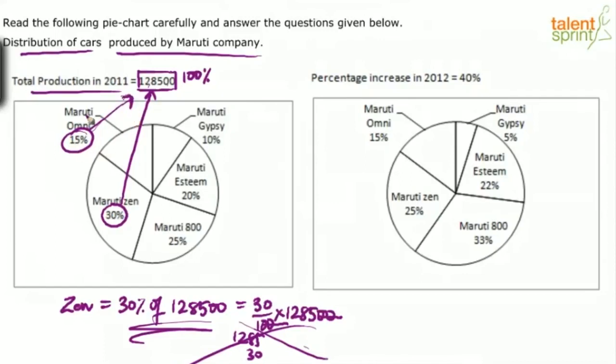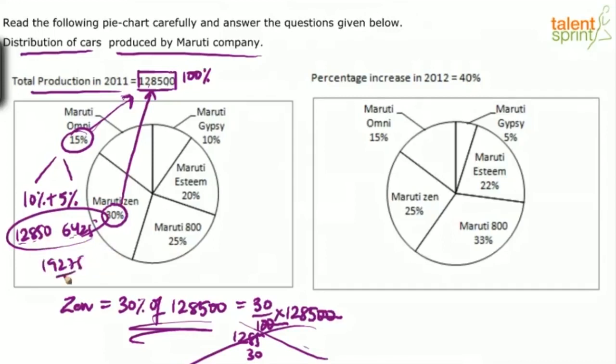A smart person will do it without paper. See, 15% is nothing but 10% plus 5%. Which are both easy to calculate, right? 10% is how much? 12,850. If 10% is 12,850, 5% will be half of it, calculating which is not difficult, right? Half of 12,850, 6,425. Now club these two values, you will get the 15% equivalent. So 12,000 plus 6,000, 18,000. 800 plus 400, 1,200. So 19,275. So 19,275 will be the value.